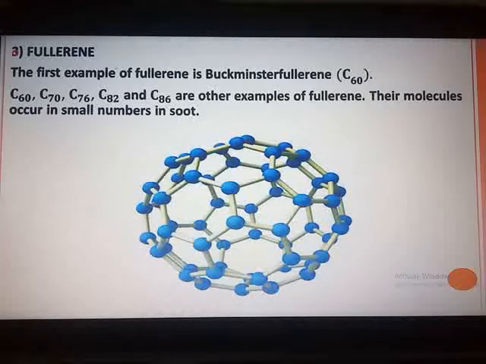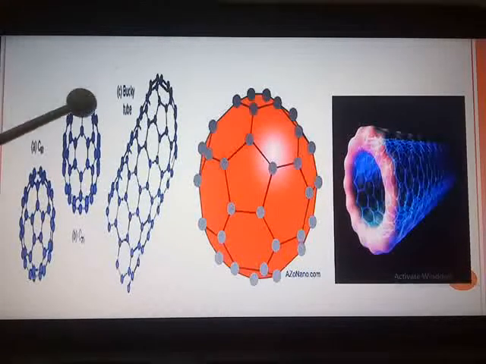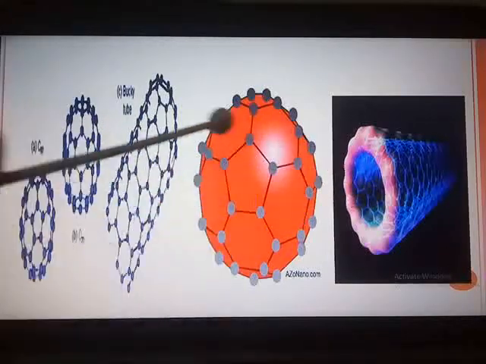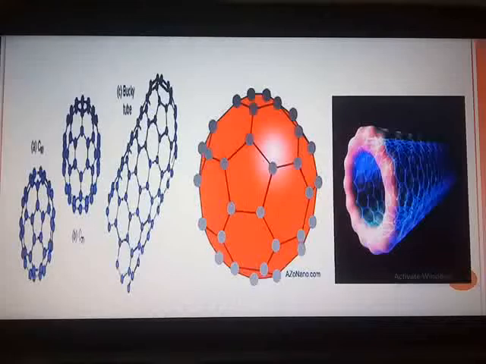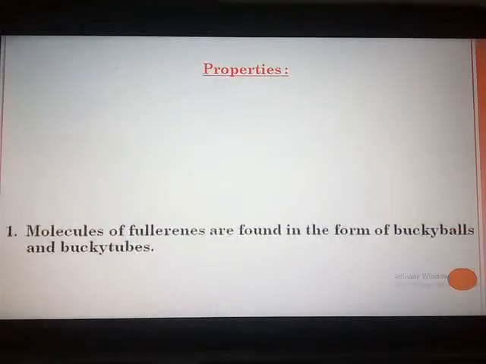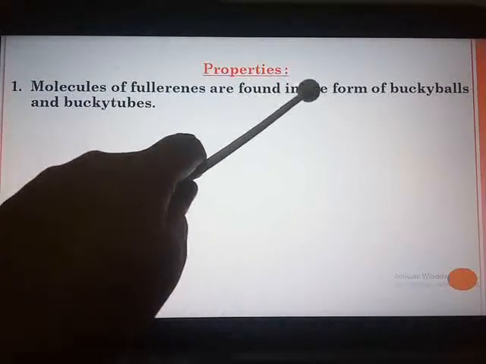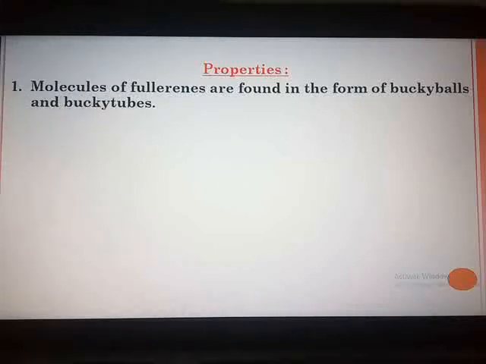Other examples of fullerene are C60, C70, C76, C82, C86. These are the different examples. Now, here you can see this appears in the spherical form. When the fullerenes are seen in the spherical form, they are called buckyballs, whereas when you find them in the form of cylinders, they are called buckytubes. So they are available in the form of buckyballs and buckytubes. So the first property of fullerene is that molecules of fullerenes are found in the form of buckyballs and buckytubes.